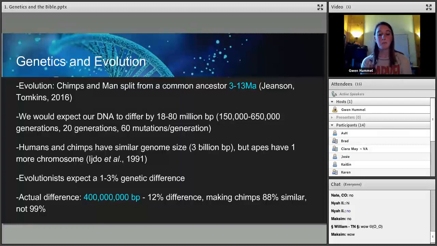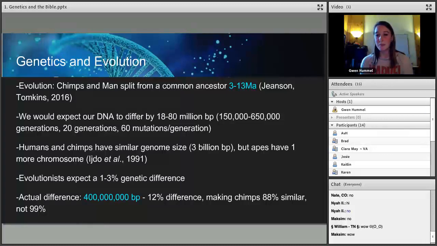Evolutionists also expect a 1 to 3% genetic difference between us and apes. But the actual difference is about 40 million base pairs. This is a 12% difference. So 40 million base pairs, 12% difference, compared to the 1 to 3% difference that is expected. This actually makes chimps 88% similar to us, not the 99% a lot of people say. A lot of people say chimps are 99% similar to us, in all of our genes, but they're actually 88% similar.